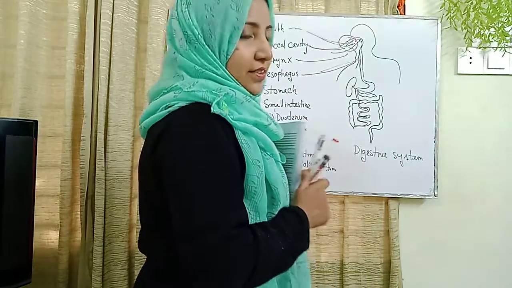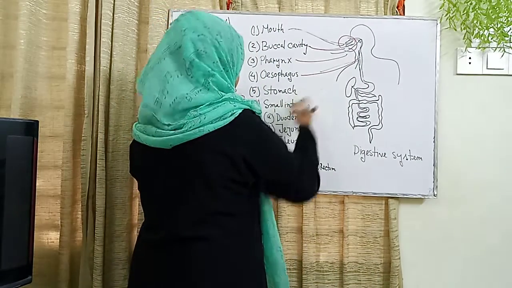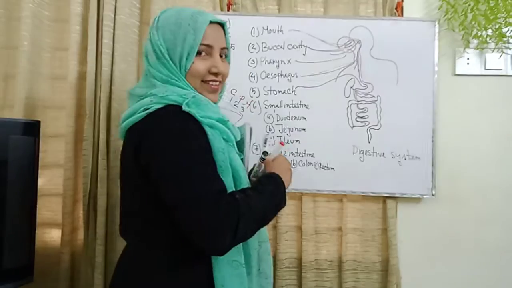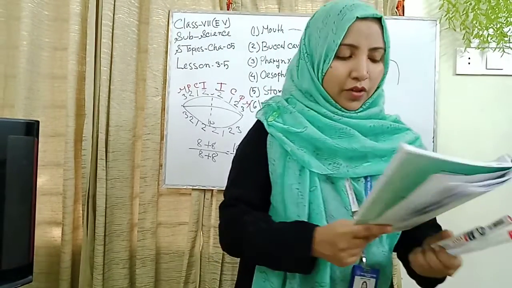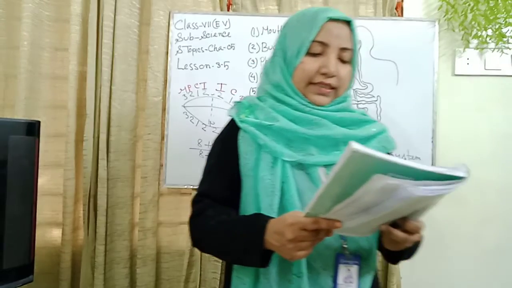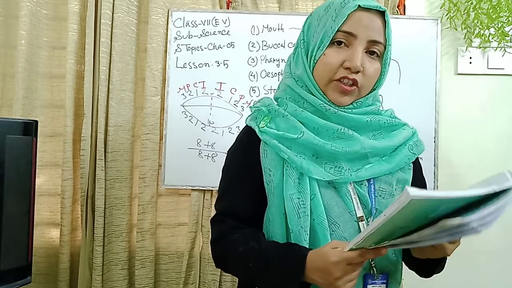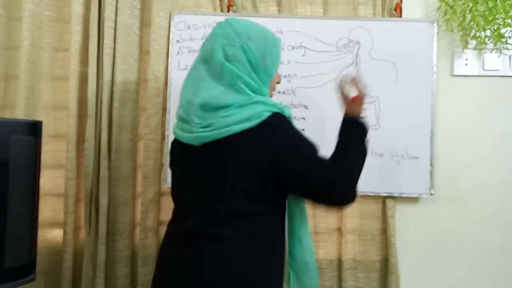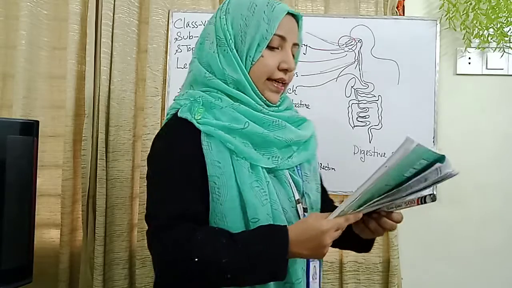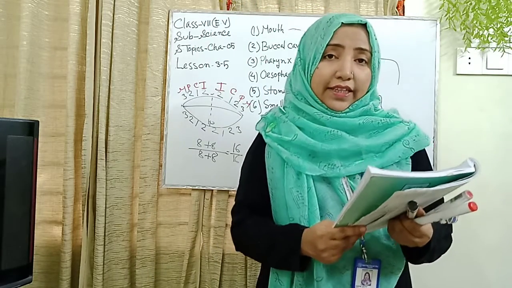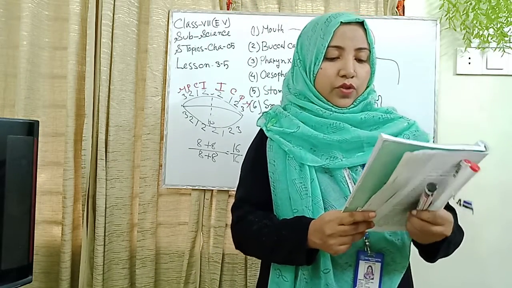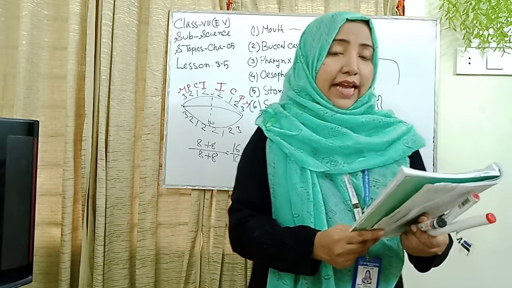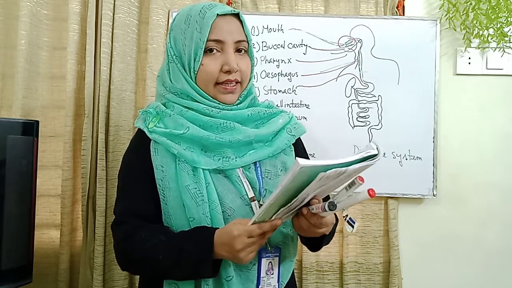Fifth structure is a very important structure: the stomach. What is the stomach? Please everyone see the book. The stomach is located between the oesophagus and small intestine. Here is the oesophagus and another is the intestine. Due to peristaltic movement of the pharynx and oesophagus, slimy foods are stored here. The shape of the stomach is like a bag. Its wall is thick and muscular.